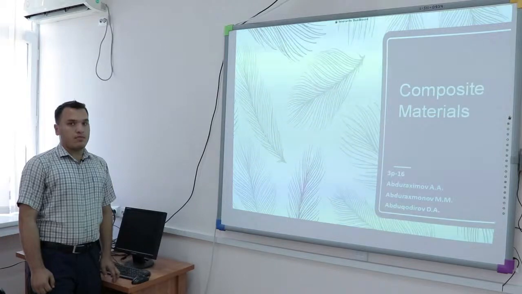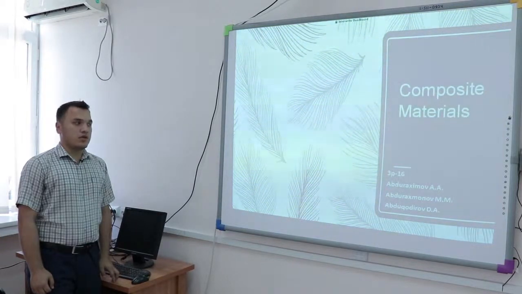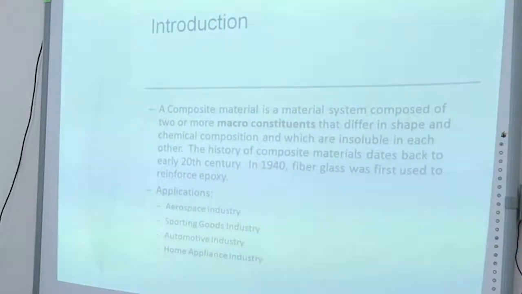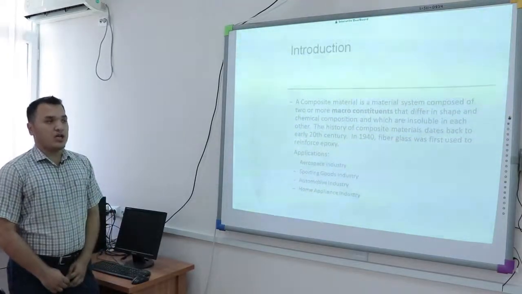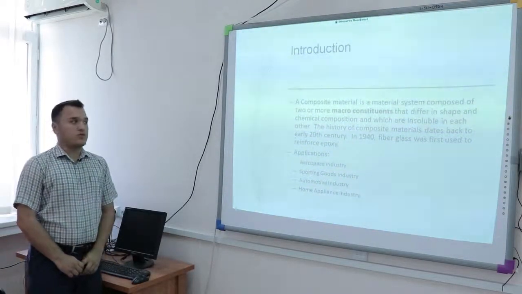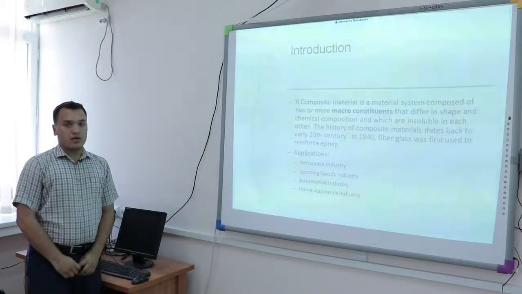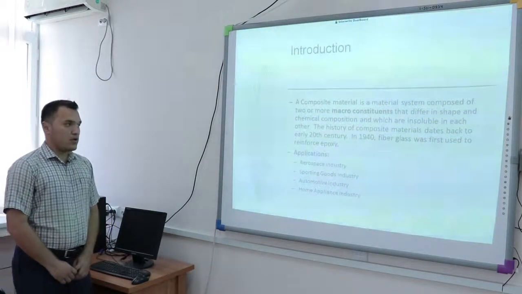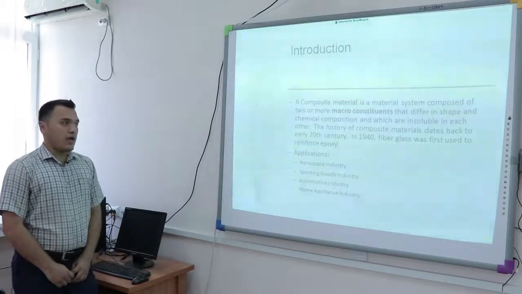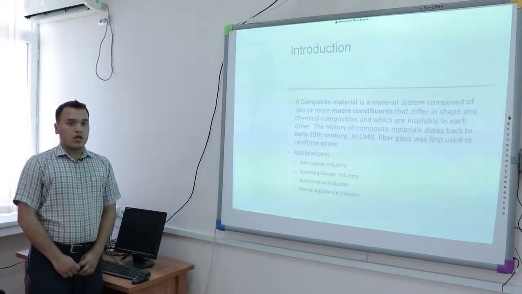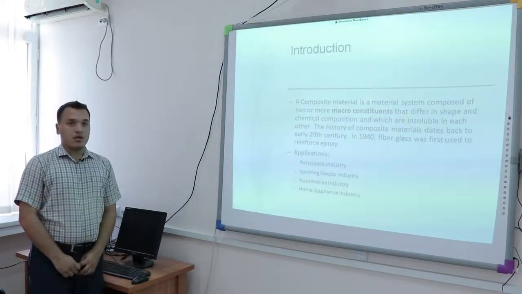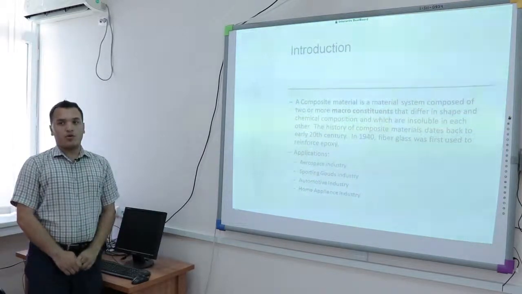Today my presentation is about composite materials. What is a composite material? A composite material is a system of two or more macro constituents that differ in shape and chemical composition and are insoluble in each other. Composite materials can be used in the aerospace industry, metal alloying industry, sporting goods industry, in all industries where materials are used.